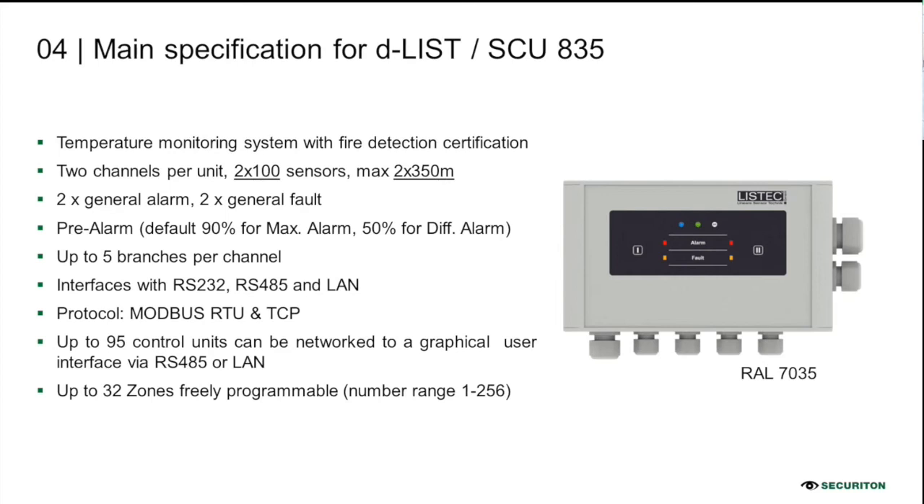One is RS485 and the other one is LAN. So with this, you are able to have a huge installation, for example, large grid arrays, which may have a number of arrays available, and you may need more than one D-list to be connected. So it's possible to have 95 units connected. Up to 32 zones are freely programmable for single units. So those are the key points that our D-list has as well.